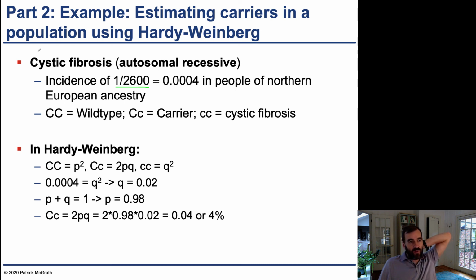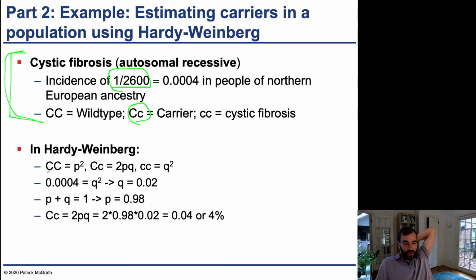So we have this data, and what we might want to know is the number of carriers in the population. If I told you 1 in 2,600 people have the disease, then I might ask you, how many people are carriers for the disease? And we can use Hardy-Weinberg as a way to estimate that. Again, this is just an estimation, because human populations are not expected to be in perfect Hardy-Weinberg equilibrium, but we can estimate that if they were, then this is what the allele frequencies would be.